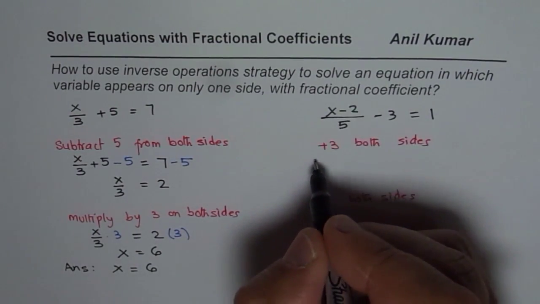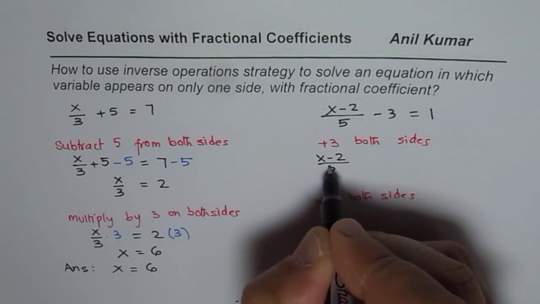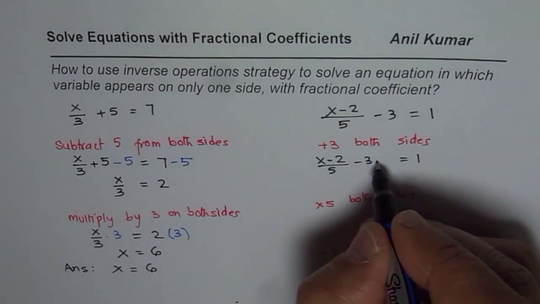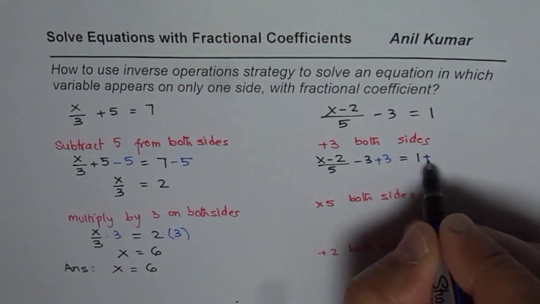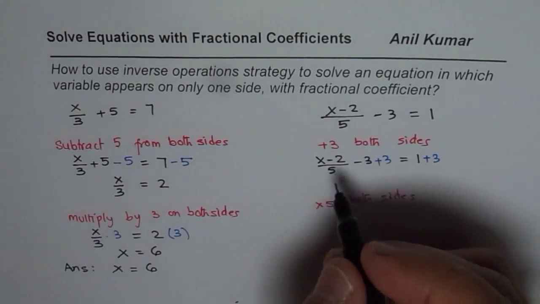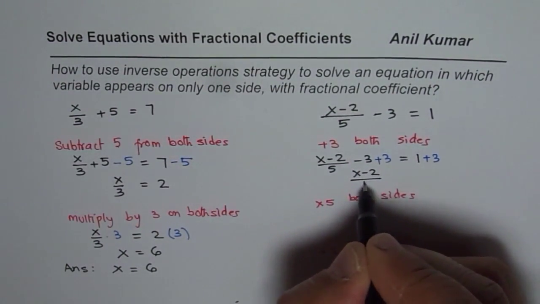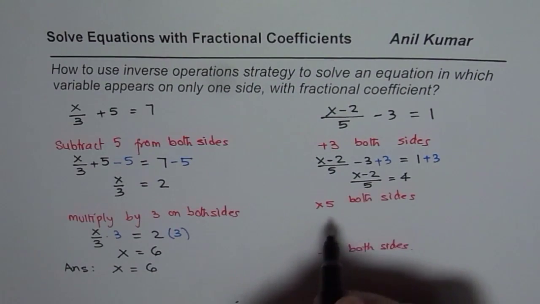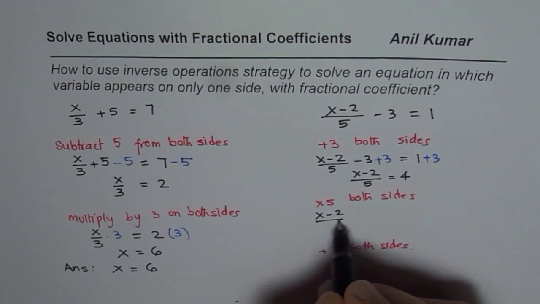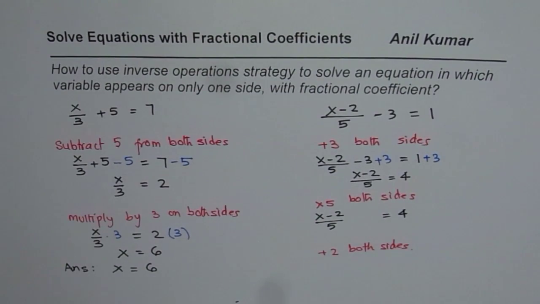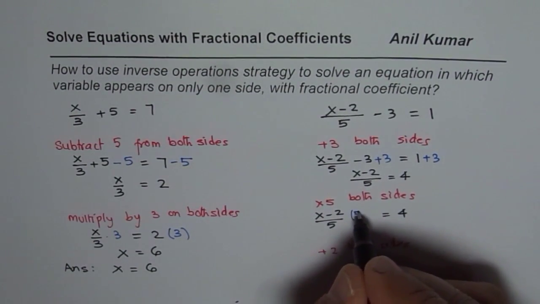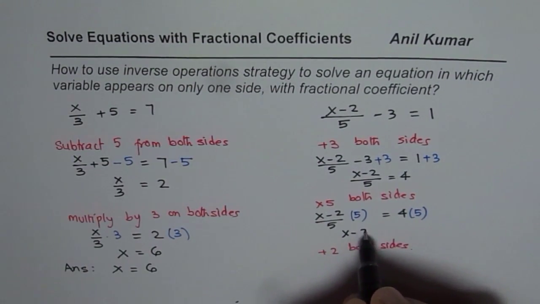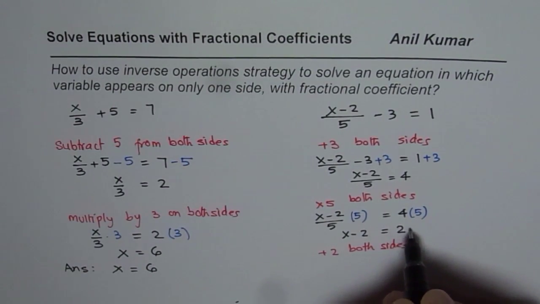Okay, so we have x minus 2 over 5 minus 3 equals 1. We need to add 3 on both sides so that we get rid of minus 3. So what do we get? As expected, we'll get x minus 2 divided by 5 equals 1 plus 3, which is 4. Now we need to multiply by 5 on both sides. So we are left with x minus 2 divided by 5 equals 4. We'll times it by 5, right? So times 5 on both sides. Once you do that, you will get x minus 2 equals 4 times 5, which is 20.